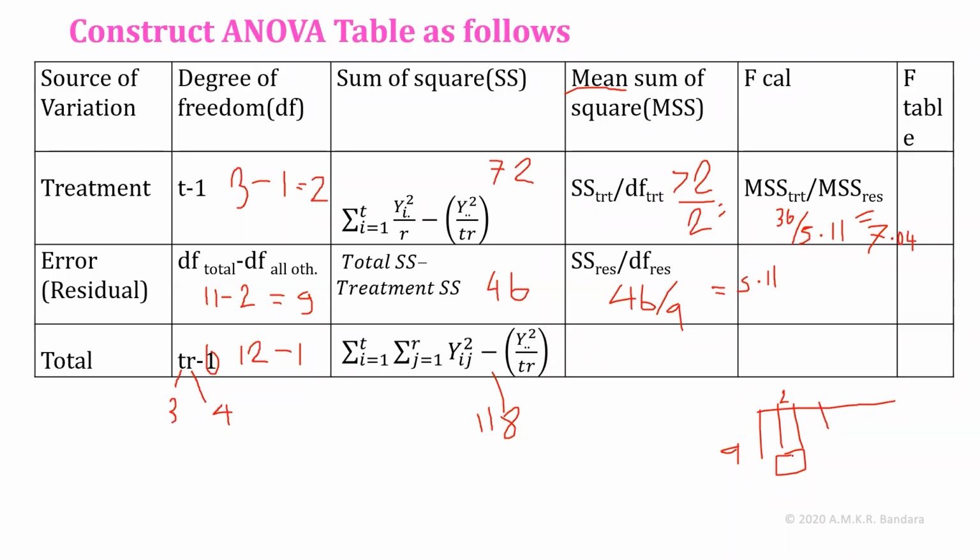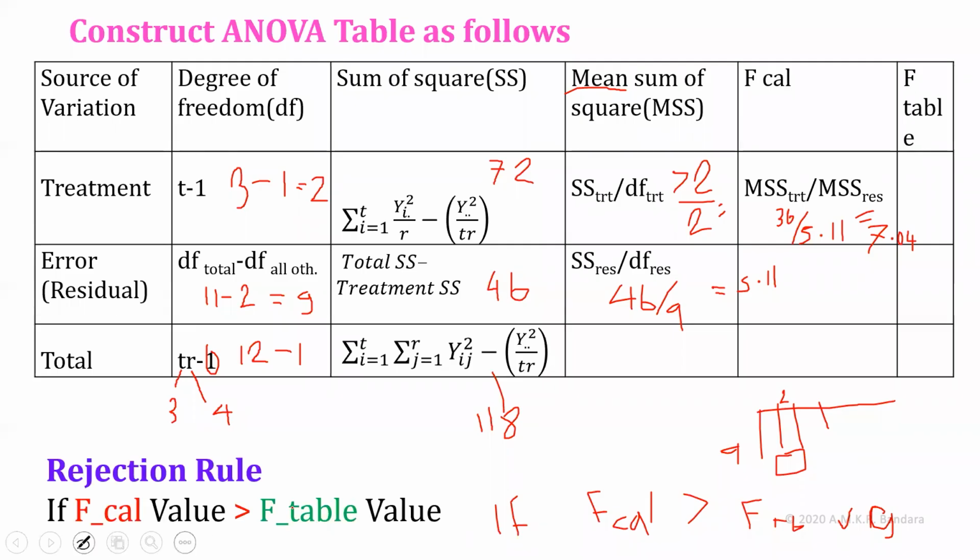If this calculated F value is greater than this F table value, that is, F cal greater than F table, we reject our null hypothesis. Rejection rule: if F cal is greater than F table, reject the null hypothesis.